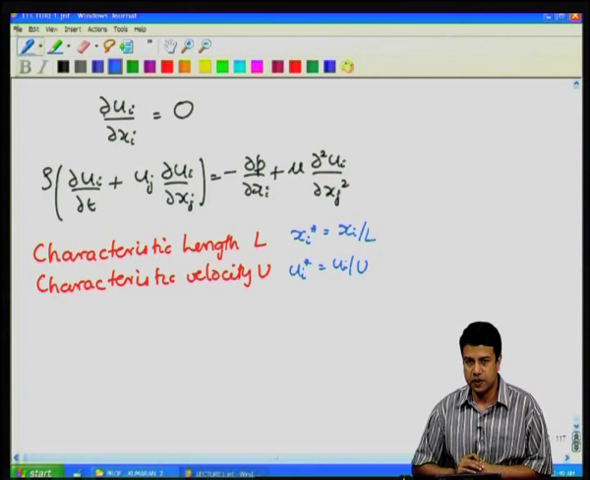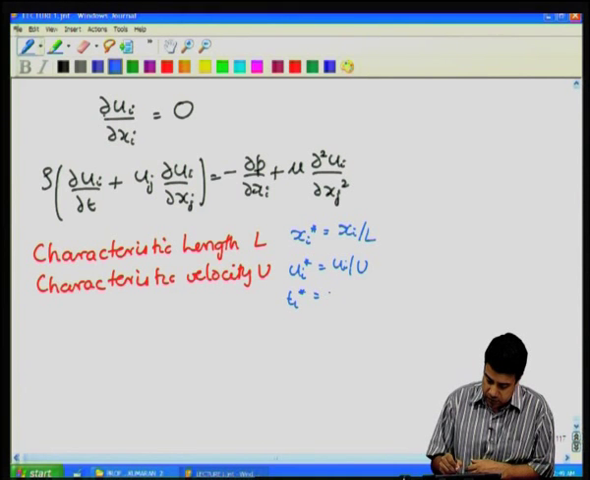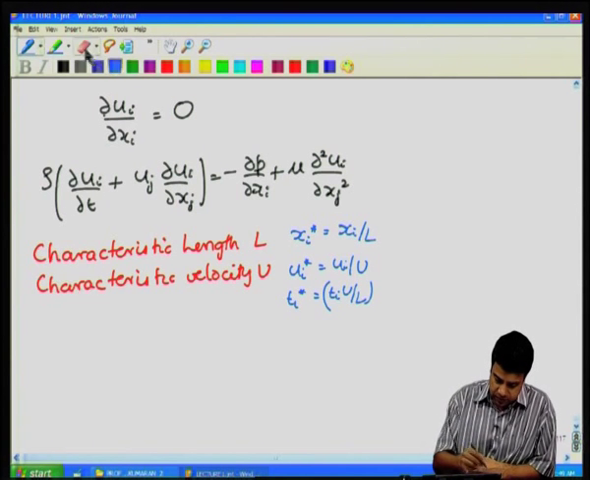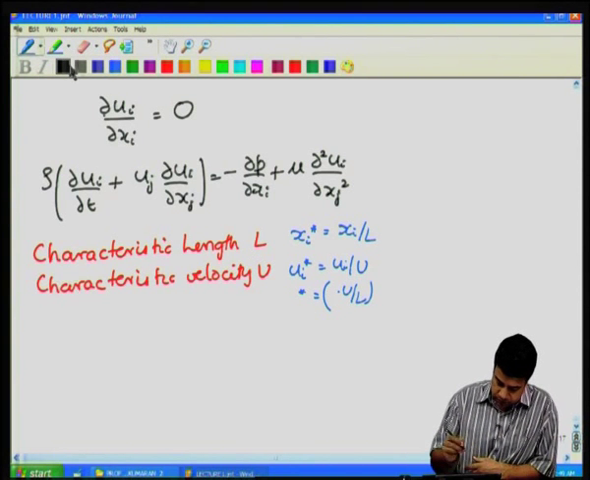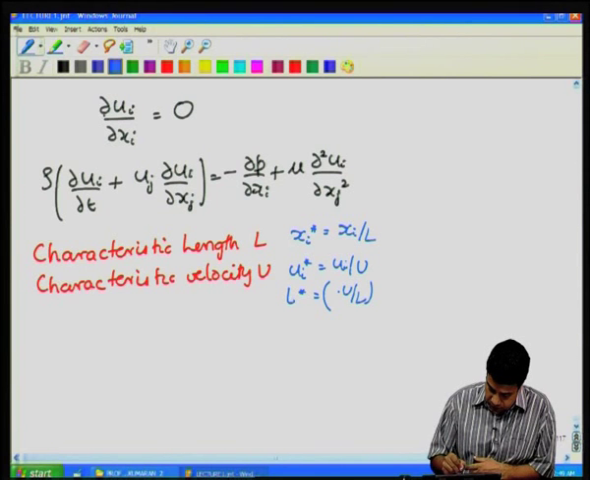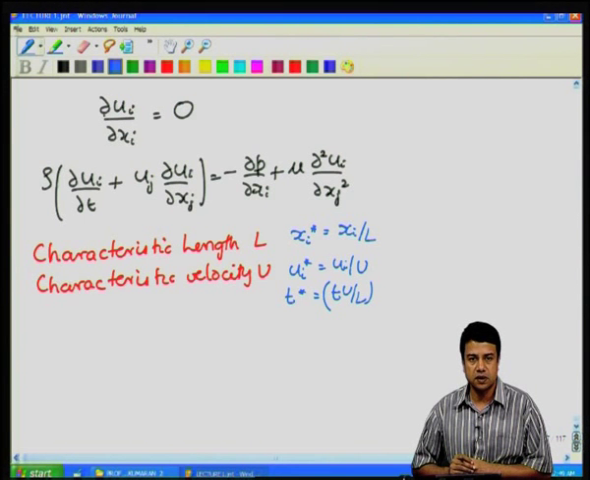The scaled time is quite easy to get, because from a velocity scale u and a length scale L, the only way you can get a time scale is to define t star equal to t times u by L. Okay. So, that is the characteristic time scale. Let us express this equation in terms of those characteristic length and velocity scales.